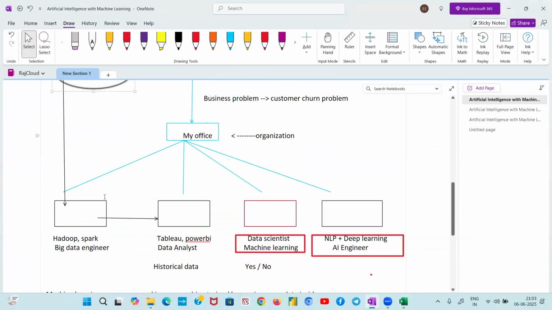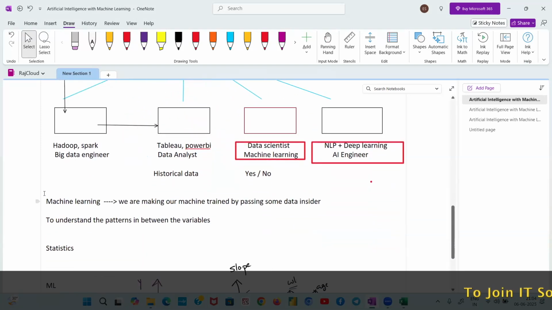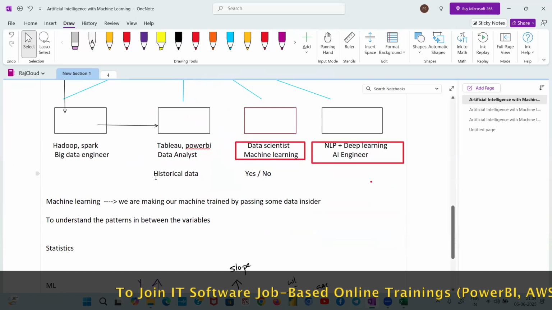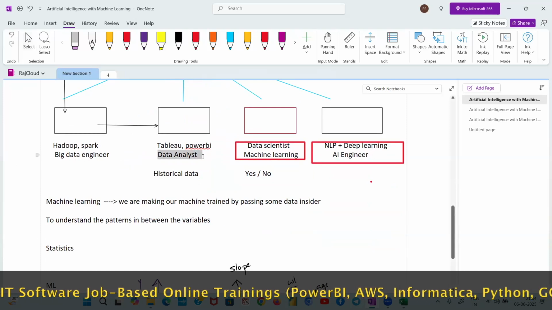Later, the initiative was taken by the big data engineer team, who work on Hadoop, Spark, Azure, and such tools, collecting the data from that big data server and loading it into the local database. So the people working here are called big data engineers. Later, from this data, another team will work. Who is that? The data analyst team.